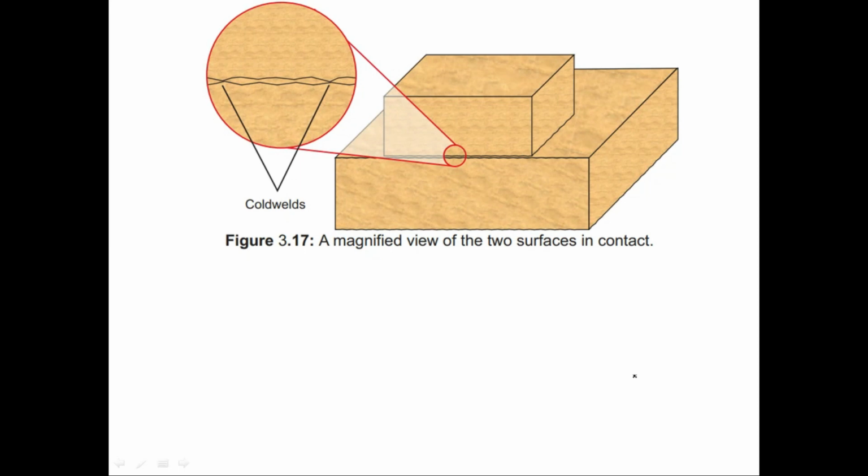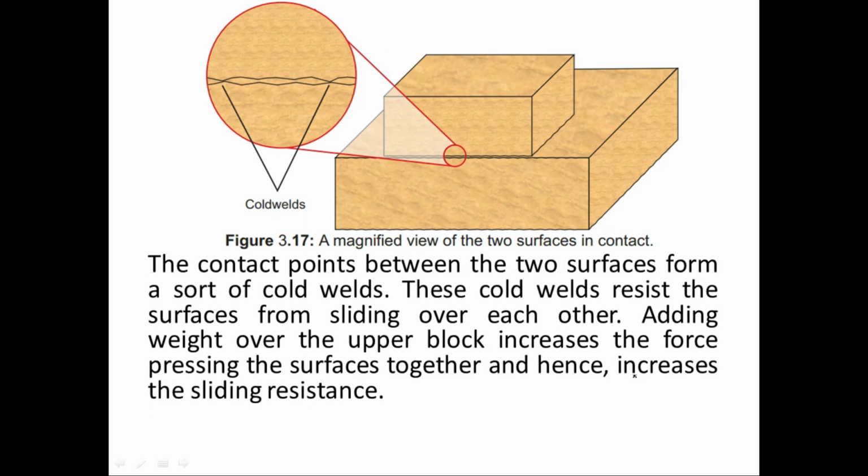Let's see the scenario of this problem. Here the two surfaces in contact are magnified to show you how the friction forces act. Here the ups and downs in the surface are called the cold welds. The points of contact between the two surfaces form a sort of cold weld. These cold welds resist the surfaces from sliding over each other. Adding weight over the upper block increases the force pressing the surfaces together and hence increases the sliding resistance. So if the weight of the object is higher, the sliding friction will also be higher.